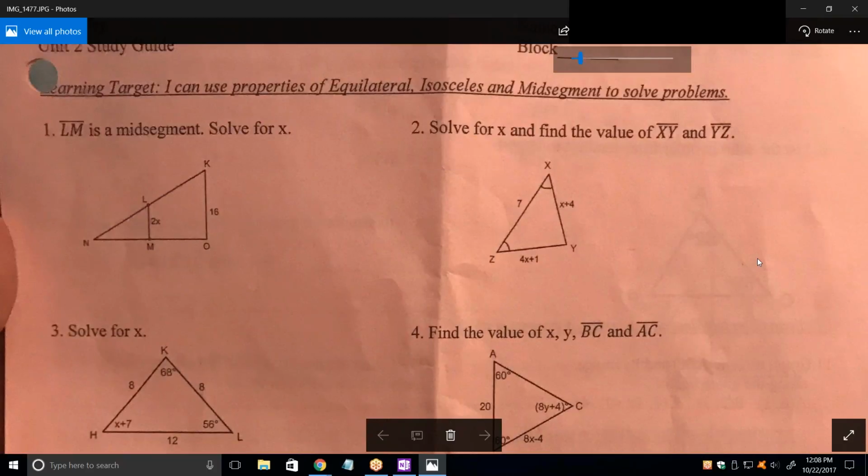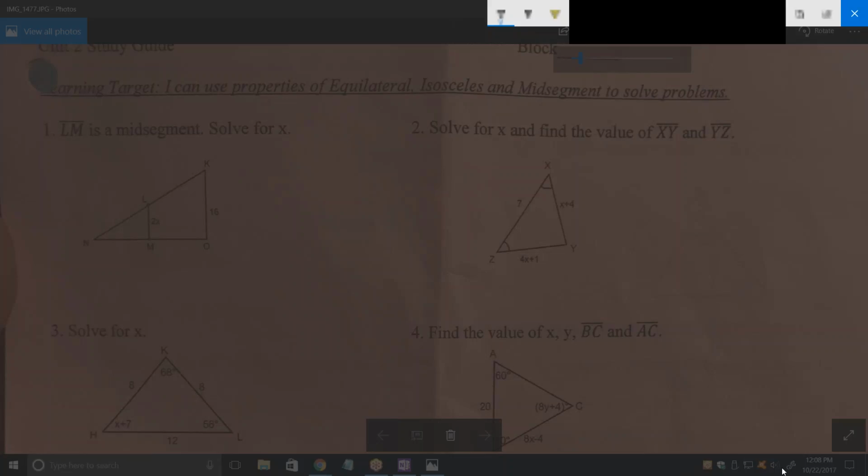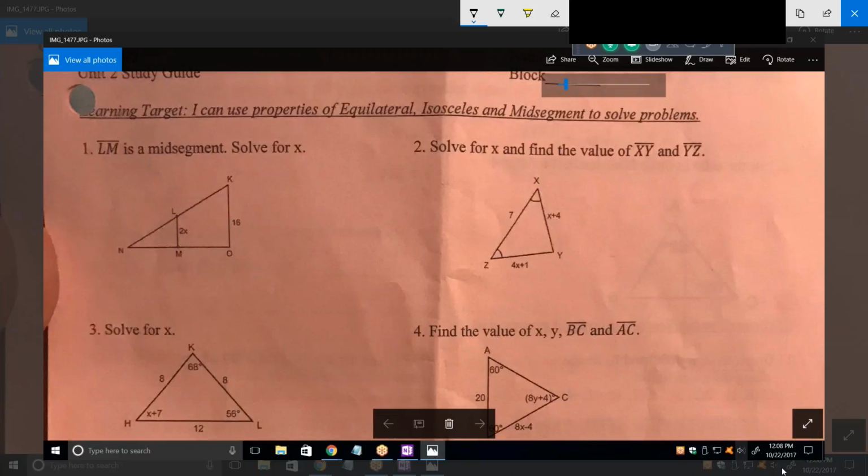I can use properties of equilateral, isosceles, and mid-segments to solve problems. Solve for x. So the fact that that is a mid-segment means what relative to its length? It's halfway to 16, so it'd be 8. Okay, so therefore 2x is equal to 8, right? In other words, that section right there is half of 16, which is 8. So 2x equals 8, x equals 4.